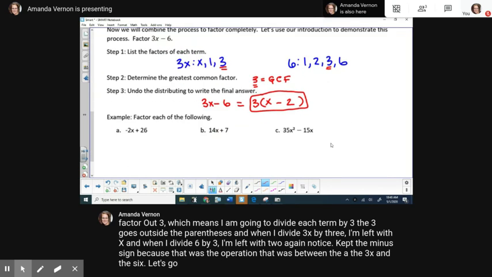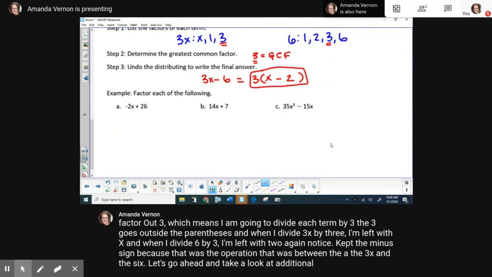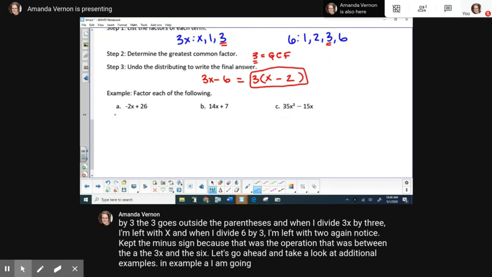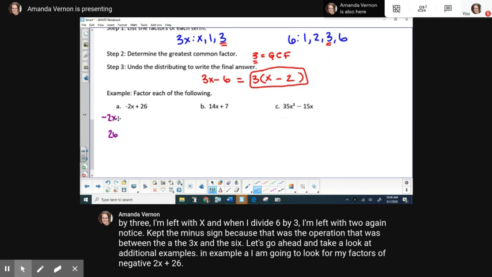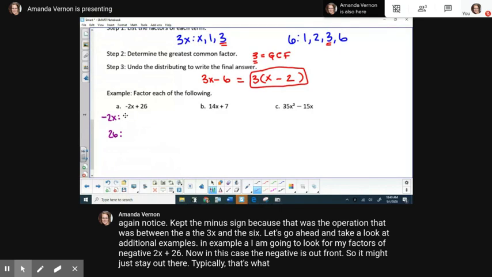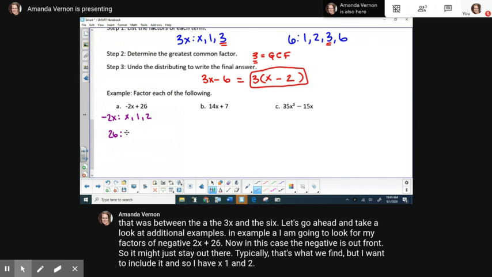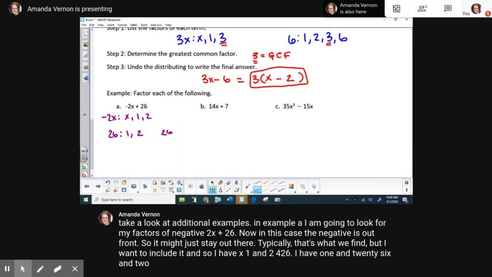Let's go ahead and take a look at additional examples. In example A, I am going to look for my factors of negative 2x and 26. Now, in this case, the negative is out front, so it might just stay out there. Typically, that's what we find, but I want to include it. And so I have x, 1, and 2. For 26, I have 1 and 26, and 2 and 13. In this case, the greatest common factor is going to be 2.